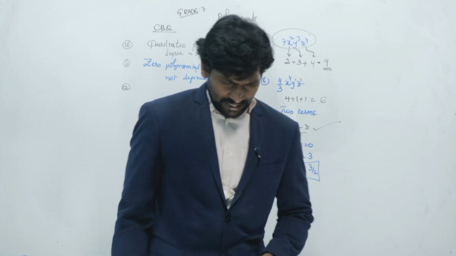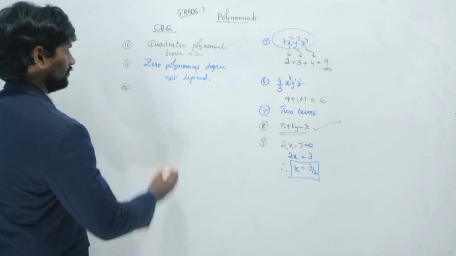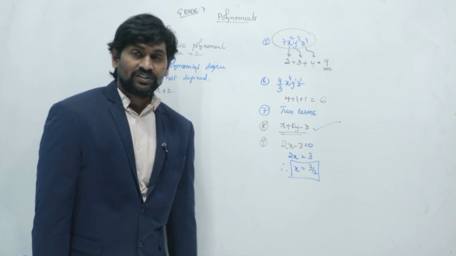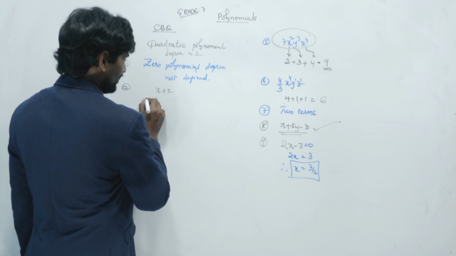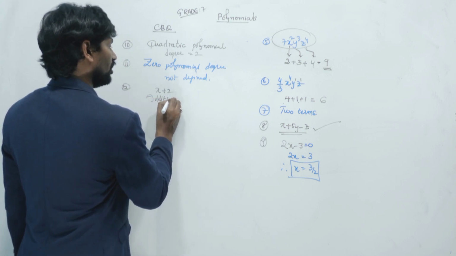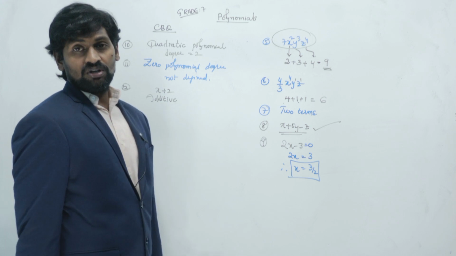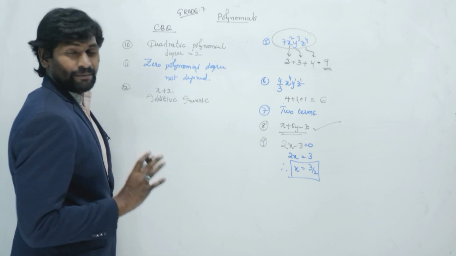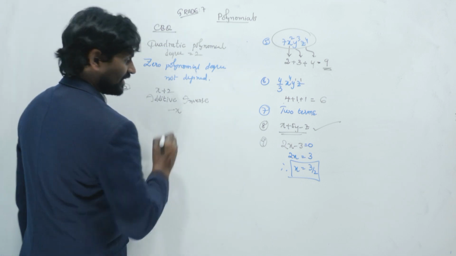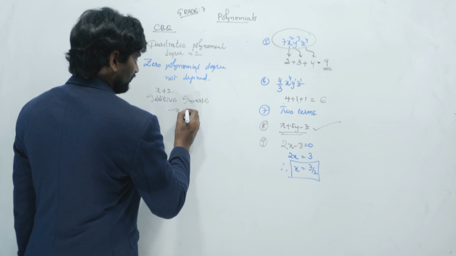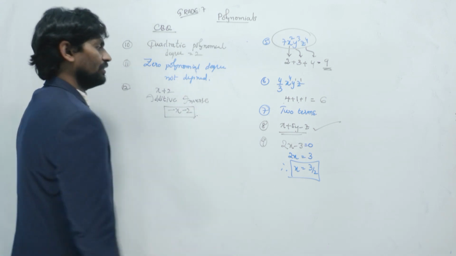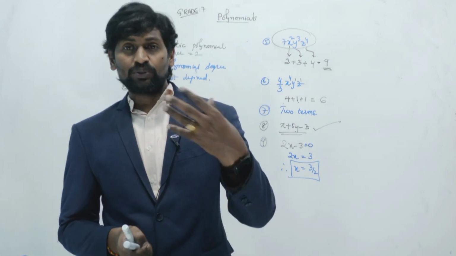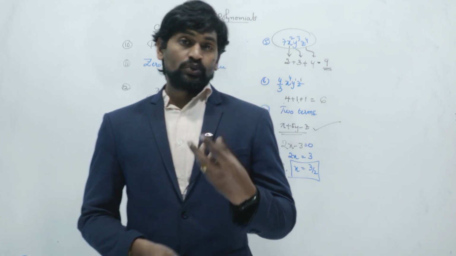The 12th one: additive inverse of x plus 2. If you take x plus 2 as an algebraic expression, additive inverse means we make all positive terms negative and all negative terms positive. So x is a positive value, we take minus x. 2 is a positive number, we take minus 2. So minus x minus 2 will be the additive inverse. Additive inverse just means changing the signs.